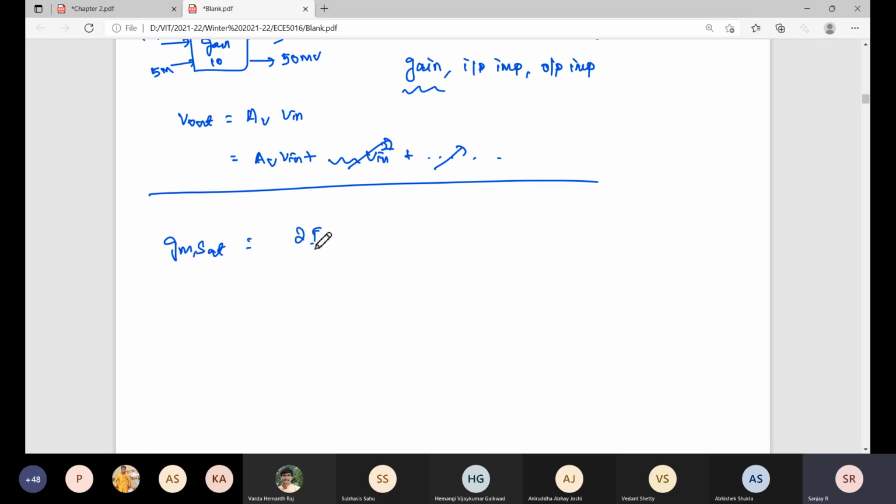How do we derive GM in saturation? It is dou ID by dou VGS. So what is the current equation in saturation? It is half mu n Cox W by L times (VGS minus VTH) whole squared.